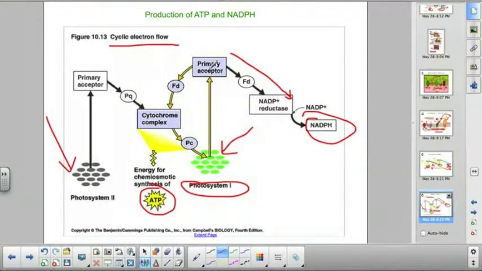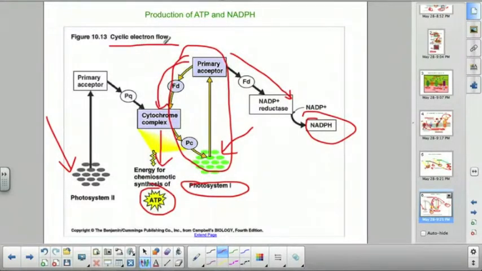But let's say we need to generate more ATP. If we don't have enough ATP at that stage, then the electrons actually go back through into the original electron transport chain right here. When they do that, they can be used to create more ATP. Because this is a cycle, like a circle, it's called cyclic electron flow.